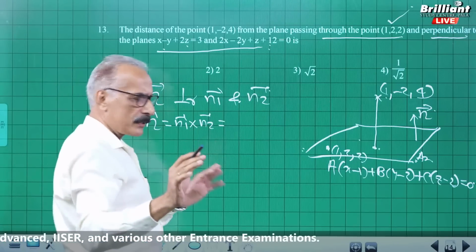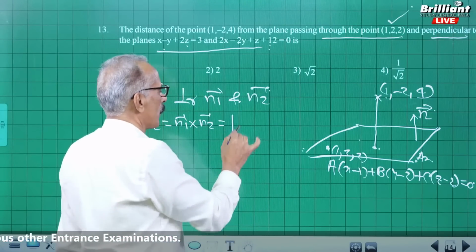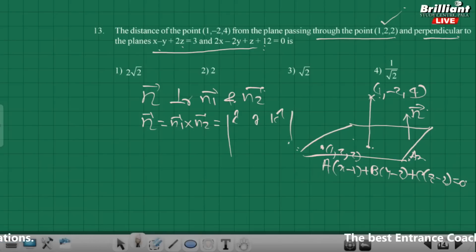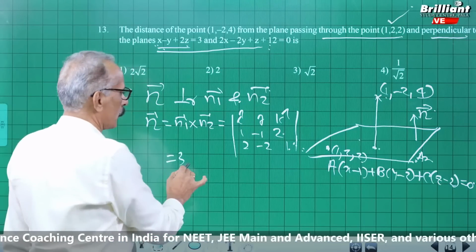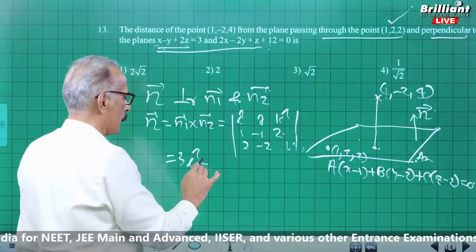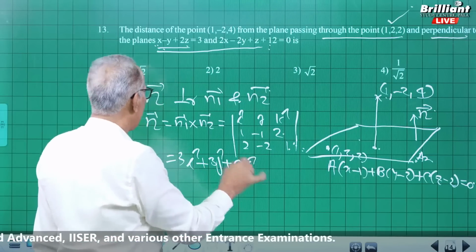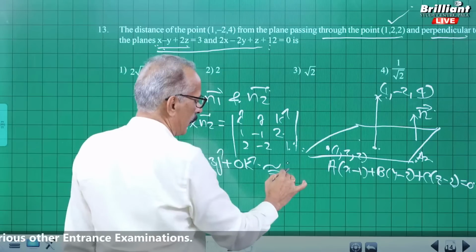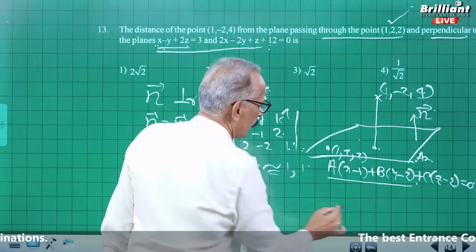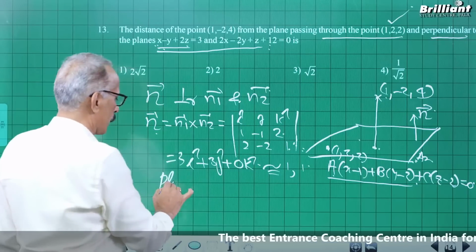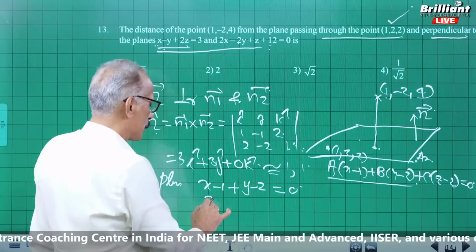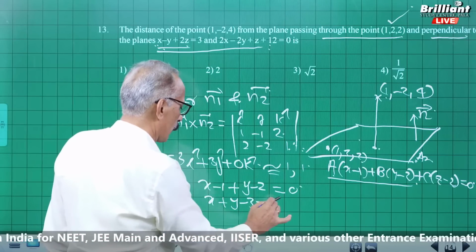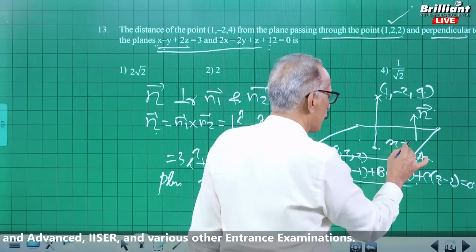You can apply the shortcut method for finding the cross product, or apply the determinant with i, j, k. n1 means coefficients 1, -1, 2, and n2 is 2, -2, 1. Calculate, and you will get 3i + 3j + 0k. These are the direction ratios; you can take them as 1, 1. So the equation of the plane will become (x - 1) + (y - 2) = 0, or simply x + y - 3 = 0.